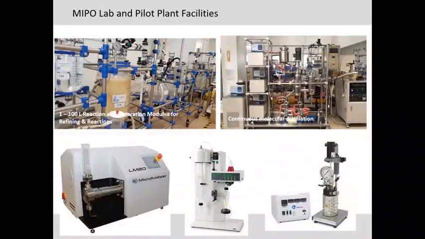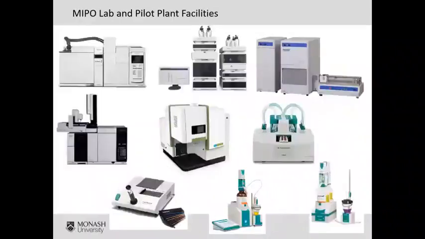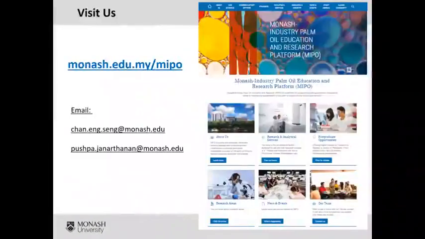We also have a high pressure homogenizer and a spray dryer. And for oil and fats analysis, we have GCMS, HPLC, GC-FID, Rancimat, ICP, a total chlorine analyzer, and auto titrators, which allow us to carry out the basic oil and fats analysis. For more information, please visit our website, or you can drop me or Dr.